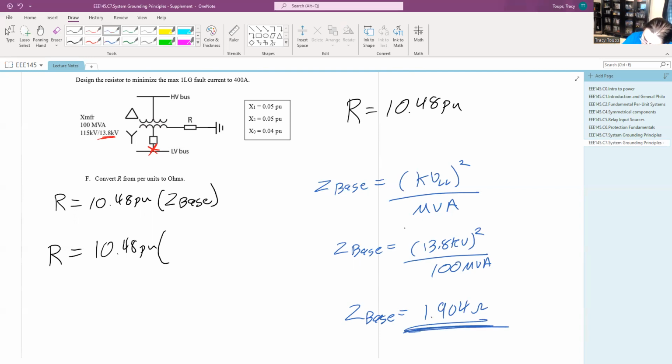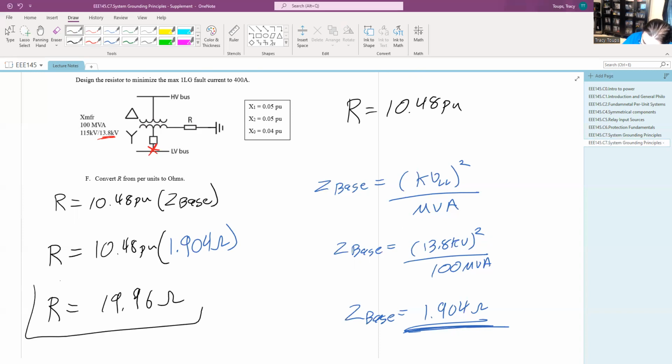All right, let's plug this back into the original equation. 1.904 ohms. And my total R at the end of the day is just those two numbers multiplied together. So let's do answer times 10.48. I got 19.96 ohms, and that's it. So at the end of the day, this resistor right here is 19.96 ohms. Okay, yeah. And that's the answer.